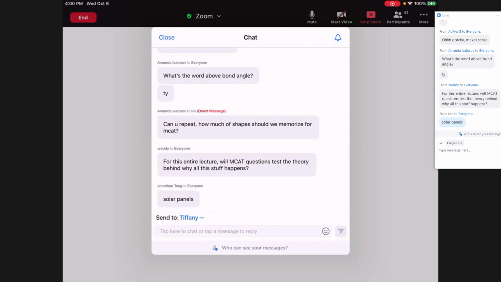Yes, so we're going to talk about like the application. So for this entire lecture, will MCAT questions test the theory behind why all this stuff happens? Yes, they'll talk about the application of it, but understanding all these individual concepts, you can then apply it to future knowledge of what we talked about for oxidation states and doing redox and ripping electrons out and transferring electrons there. We can also talk about the electronegativity and all those electronegativity trends and how that leads to your acid-base chemistry that we're going to talk about in the future.